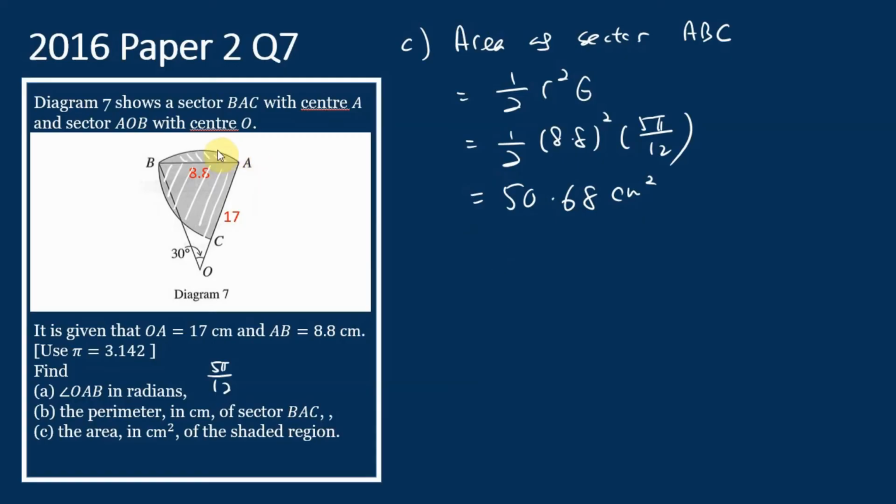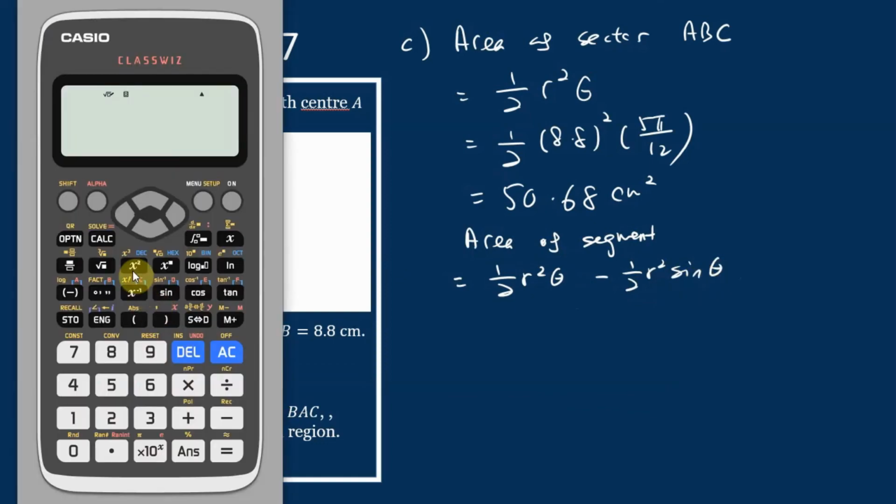Now let's find the area of this segment. The area of this segment is equal to the area of the sector minus the area of the triangle. So area of segment equals area of sector, half r squared theta, minus area of triangle, half r squared sine theta. This time, let us use the calculate function in the calculators to perform the calculations.